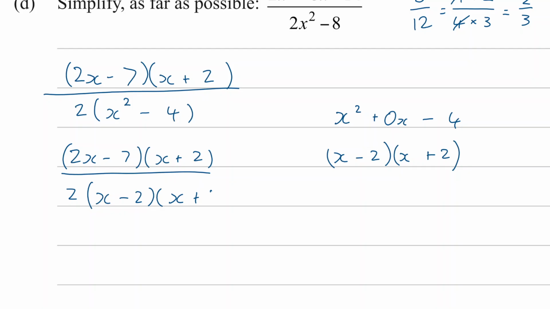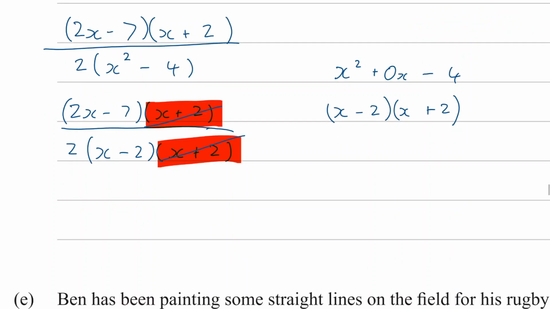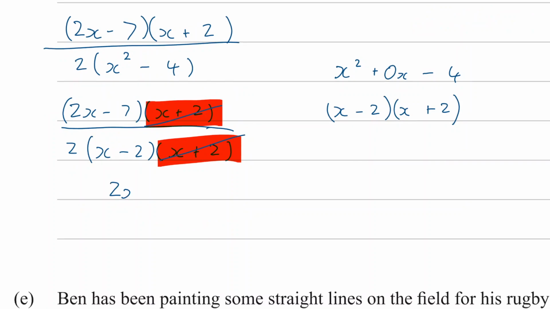And would you look at that? It's almost like I knew it was going to happen, but you should too, because this is a very common question: simplifying a fraction where you factorize it, and then you see these common factors, which you can then cancel out. So we're left with 2x minus 7 over 2 times x minus 2.